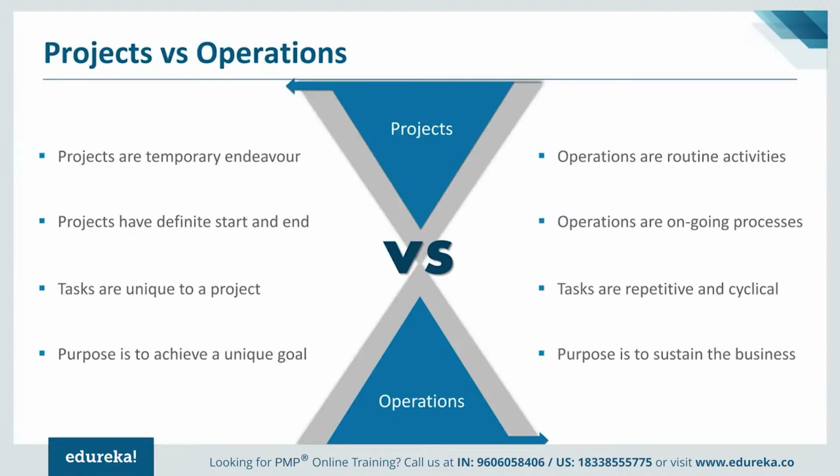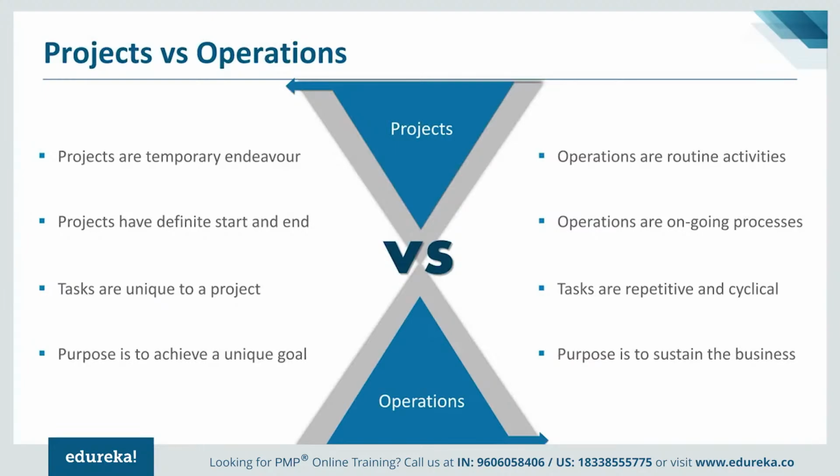Another confusion that people might have is understanding the difference between a project and some of the operation activities. Let's quickly take a look at the difference between project and operations. Some of these things we have already covered. Projects are temporary. They have a start date and an end date. It's a temporary endeavor which is undertaken, as I mentioned, in order to produce some product, result, or to provide some service. Projects have a defined start date and end date. That's another thing we already spoke about.